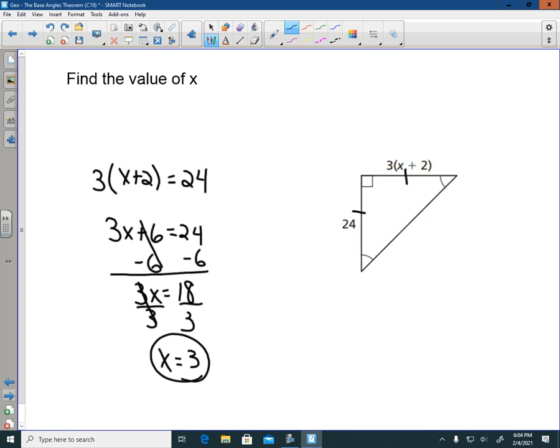Again, in order to solve for x, we need an equation. In order to understand how to set up the equation, you have to understand the theorem. The theorem tells us if there's two angles in any triangle congruent, then the triangle is isosceles, and the sides across from those angles are going to be congruent. If they're congruent, they have the same measure. If they have the same measure, then they're equal, and there's your equation.